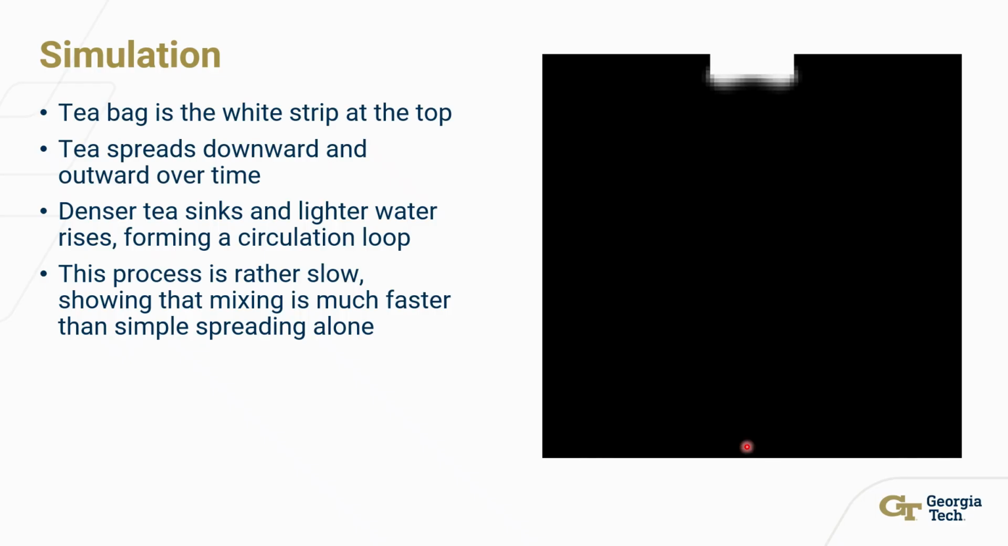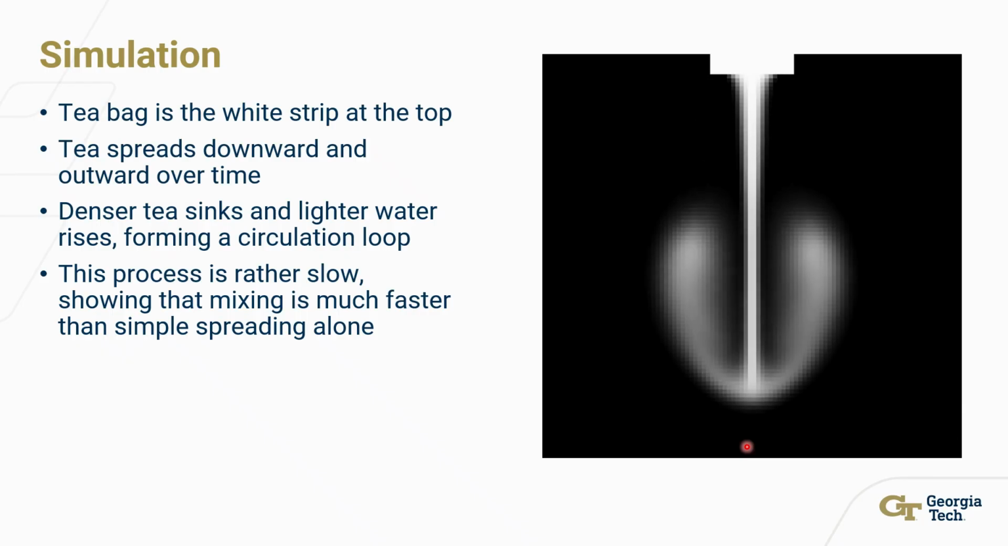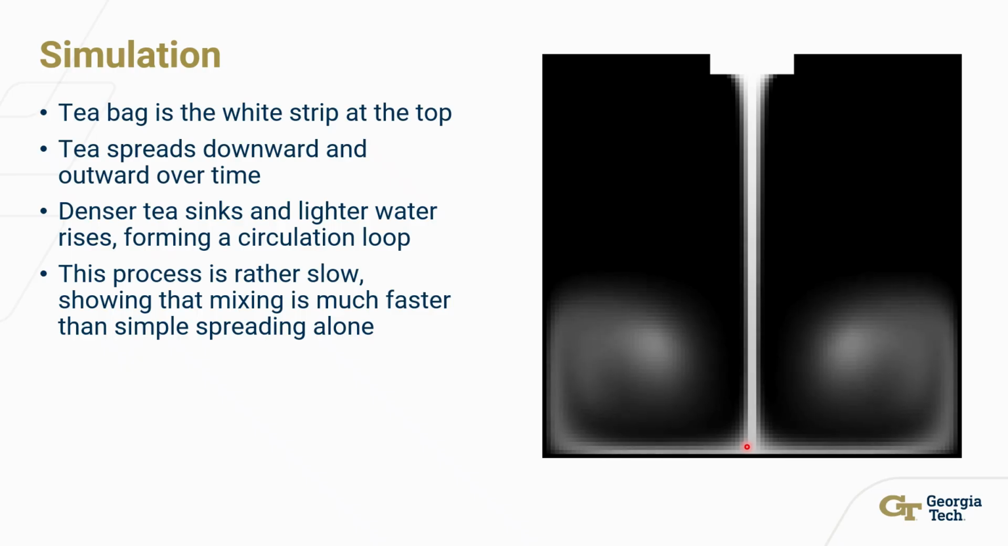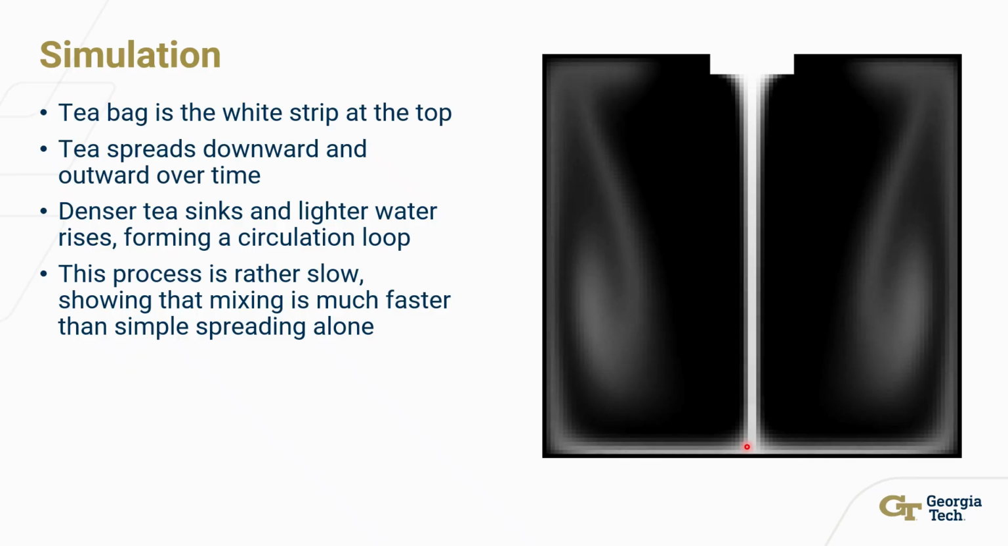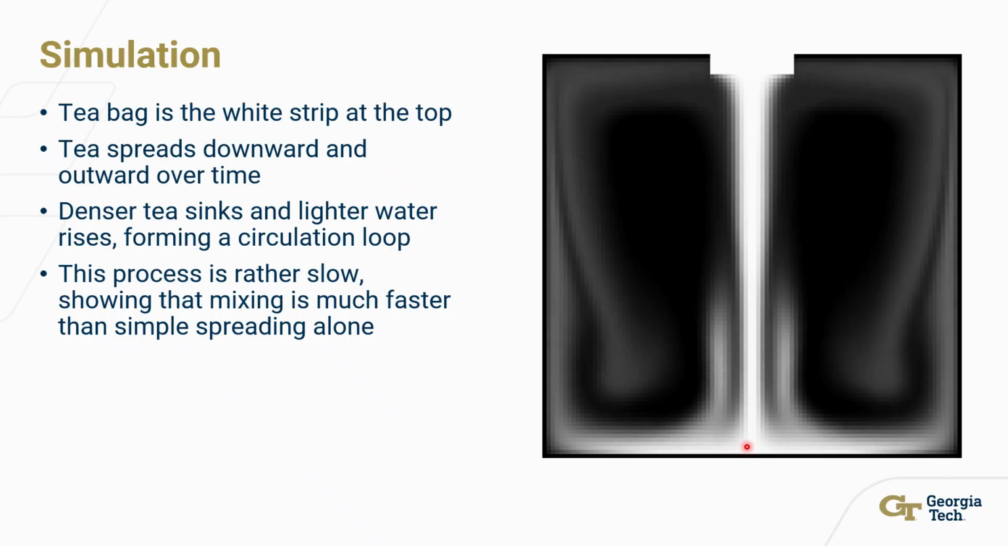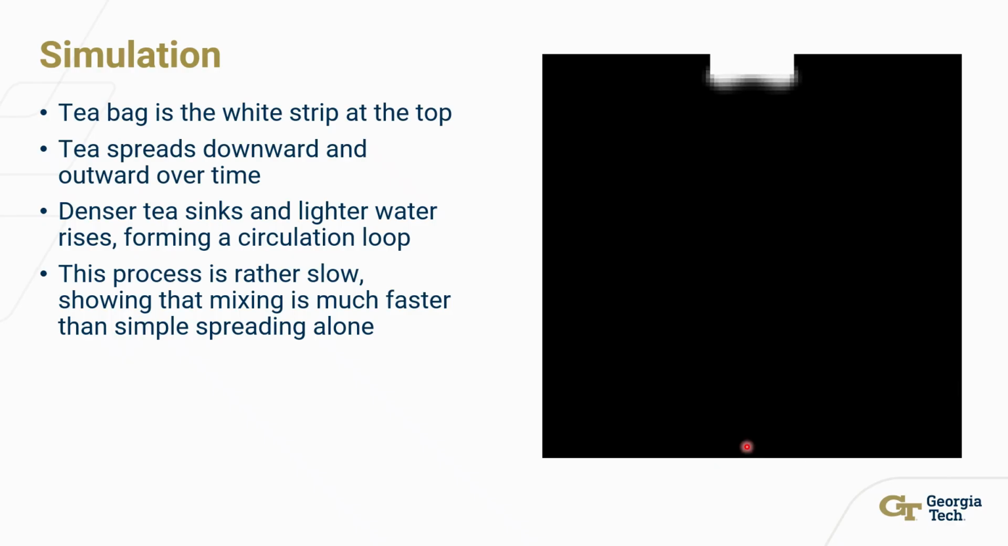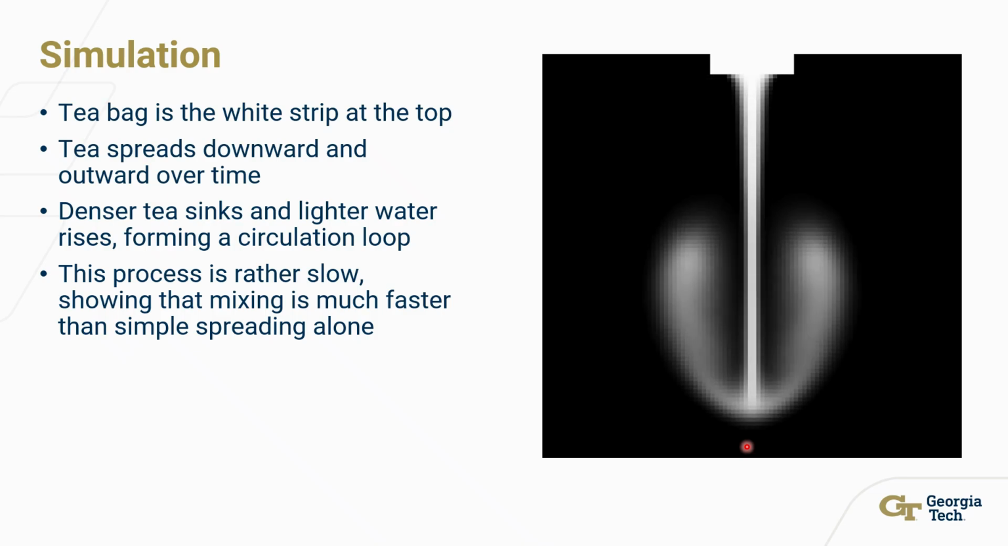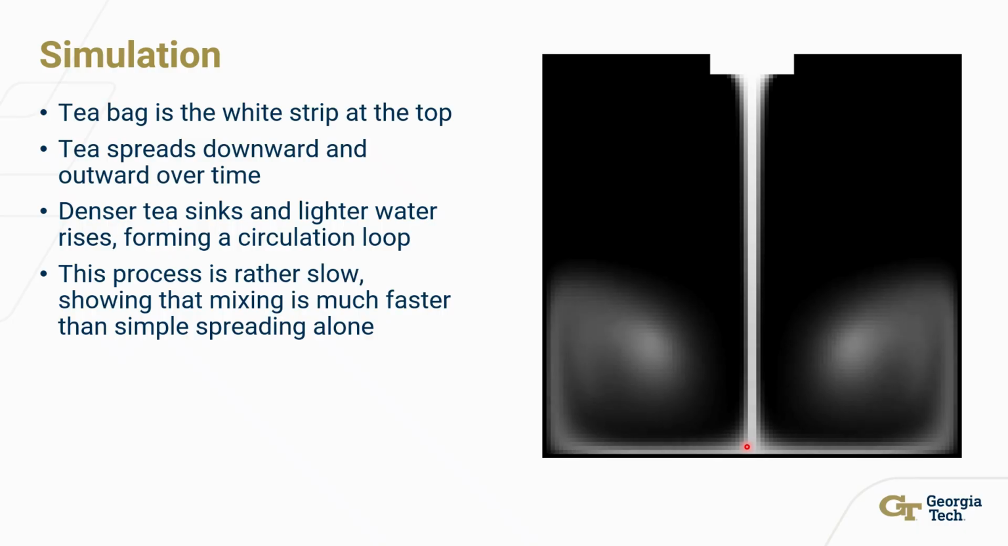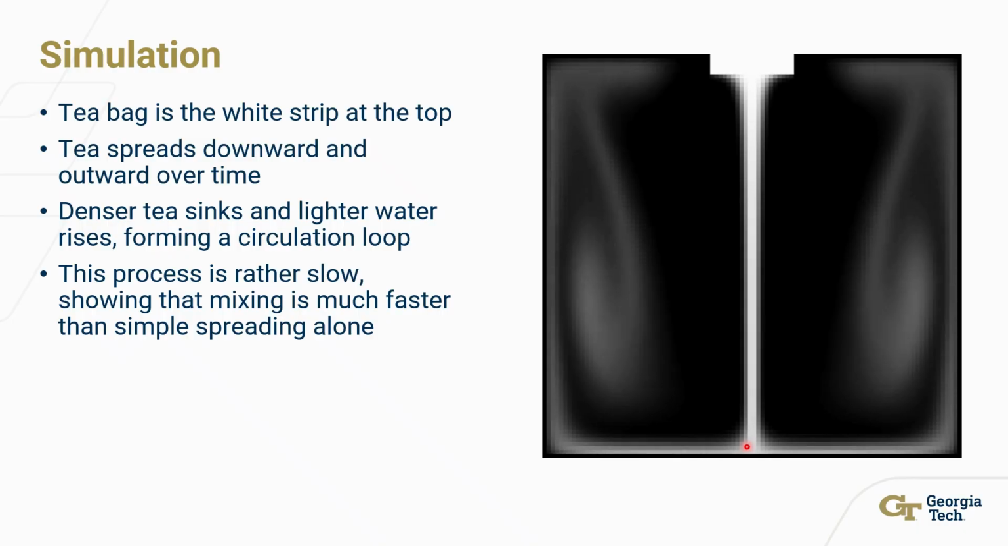But this process is actually really slow, and the speed at which it runs is mostly due to these convection currents and not to actual diffusion. If we rely just on diffusion, it would actually take days, which proves that this physical mixing and fluid flow from the difference in density is what actually drives the tea mixing process.